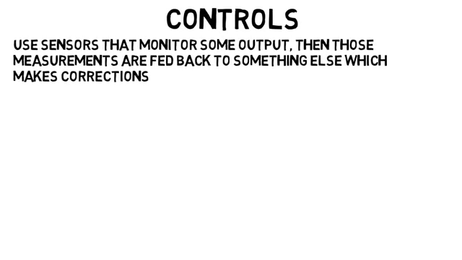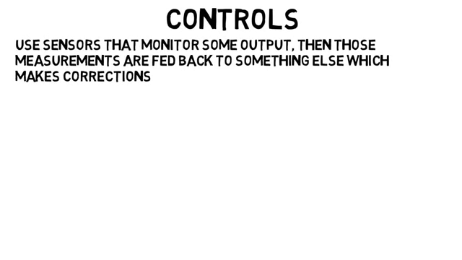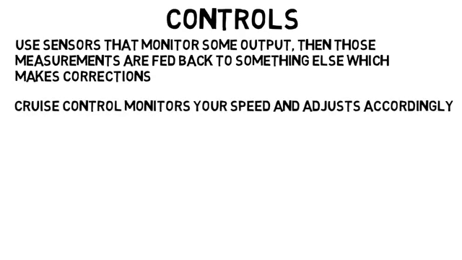You really only learn the very basics of this in your required classes, and it is pretty math intensive. Control systems typically use sensors that monitor some output, then those measurements are fed back to something else which makes corrections. For example, your car's cruise control continuously monitors your speed and adjusts accordingly if it changes. Without that feedback of your speed, if your car started going up a hill, the speed would not adjust.